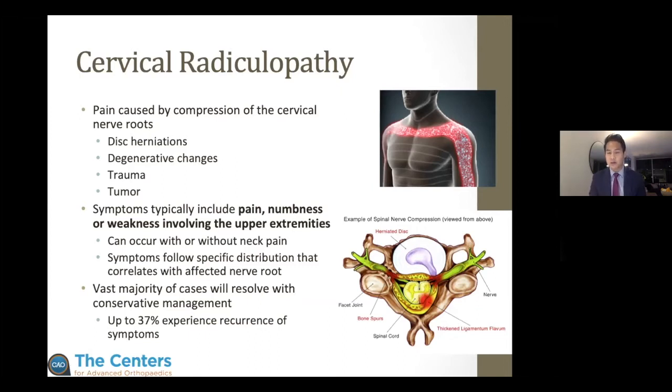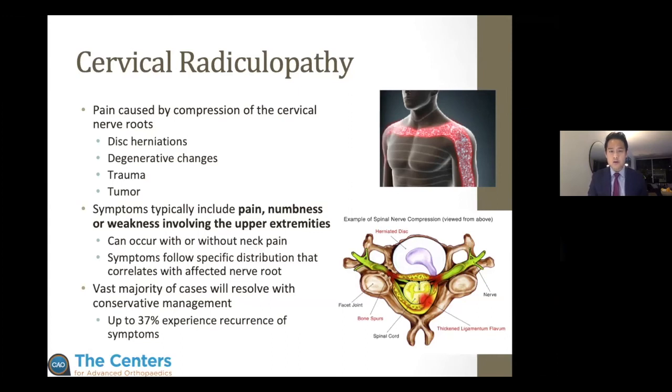So the symptoms from cervical radiculopathy typically will follow a specific distribution that correlates with the affected nerve root. An example of this is that at C4-5, if there's a disc herniation at C4-5, we typically expect that the C5 nerve root will be involved. That's typically seen as numbness or tingling or pain in the outside of your shoulder, accompanied by weakness with lifting your arm and also with moving your biceps.